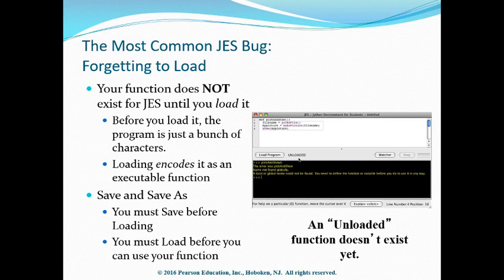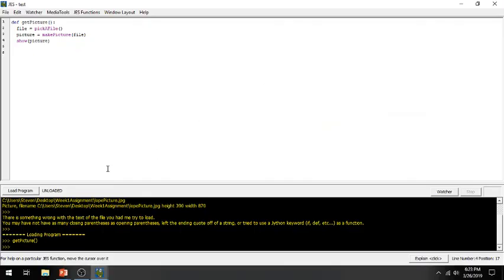So the most common JES bug is forgetting to hit load. Your function does not exist for JES until you actually load it. Before you load it, the program is just a bunch of characters in the programming area, and loading encodes it as an executable function. So you must save it before loading, and you must load before you can use your function. An unloaded function doesn't exist, right? It's not anything.